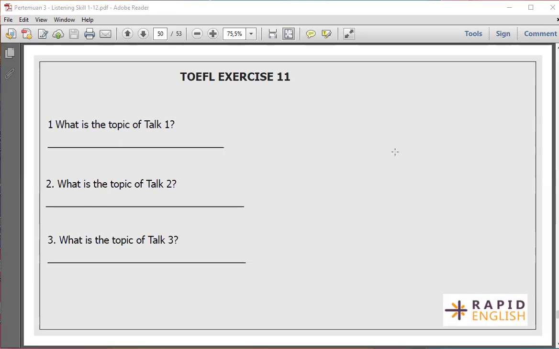Number 1. The first part of Talk 1 is: One of the most deadly plants in the world is poison hemlock. This plant grows in many parts of the world. It is quite dangerous to humans. People can die if they eat it. What is the topic of Talk 1?